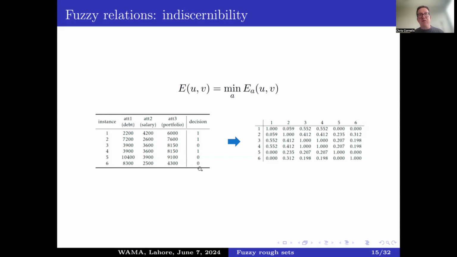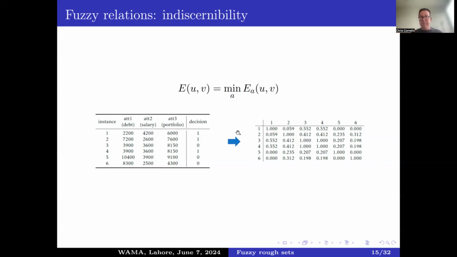And if we apply that to our example and the given relations before, then we end up with a matrix like this, which for every pair of instances gives you their degree of indiscernibility. So note that on the diagonal, we always have 1 because an object is totally indiscernible from itself. And the matrix is also symmetrical because the degree of indiscernibility between 1 and 2 is the same as between 2 and 1.